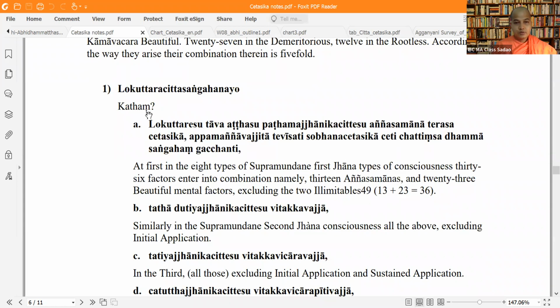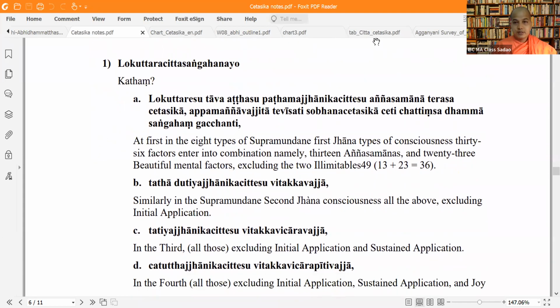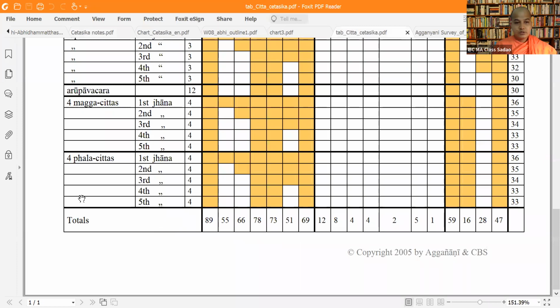So first of all, the presentation is made in regard to Lokuttara Chitta. So Lokuttara Chitta Sangaho. Lokuttara means supramundane Chittas. In the chart, it's referring to these 8 types of Chittas, basically 4 Magga Chittas and 4 Phala Chittas. Okay, so the discussion is focused here.